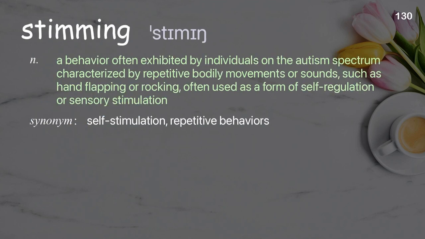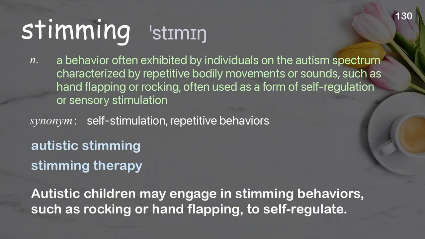Stimming. A behavior often exhibited by individuals on the autism spectrum, characterized by repetitive bodily movements or sounds, such as hand flapping or rocking, often used as a form of self-regulation or sensory stimulation. Examples. Autistic stimming. Stimming therapy. Autistic children may engage in stimming behaviors, such as rocking or hand flapping, to self-regulate.